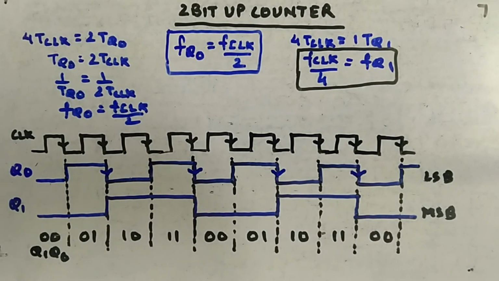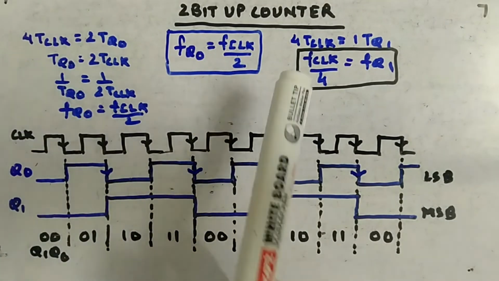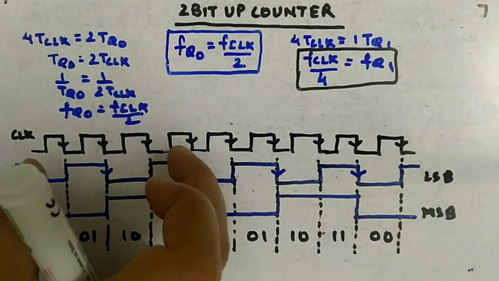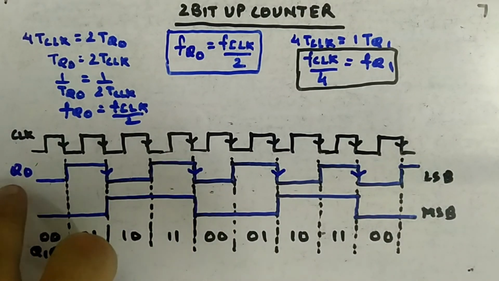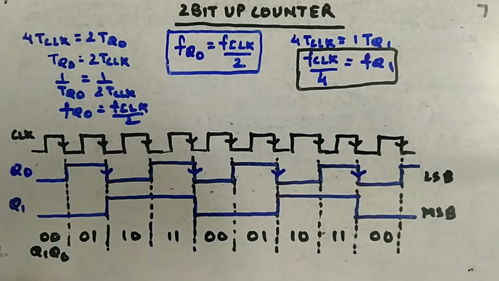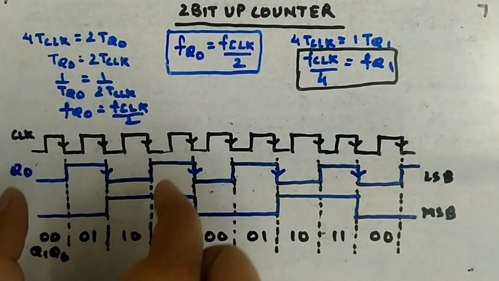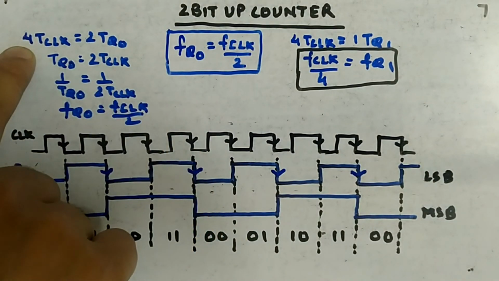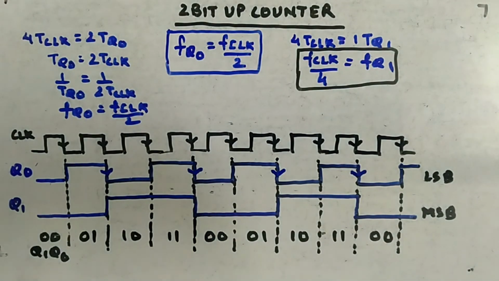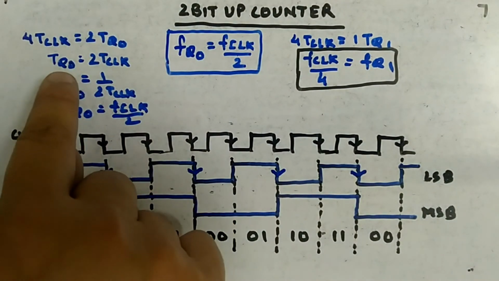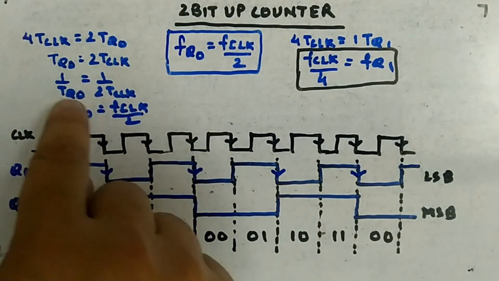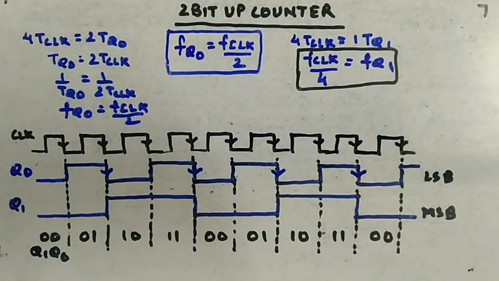Whatever discussion we had regarding the frequency, I have given you the mathematical expression here. You can see 4 clock pulses is equal to 2 clock pulses of Q0. Within these 4 you have only 2 clock cycles. So I have written here, 4 T clock is equal to 2 T Q0. If you cancel, you get 2 T Q0 is equal to 2 T clock. You invert it, then you get F Q0 is equal to F clock divided by 2.